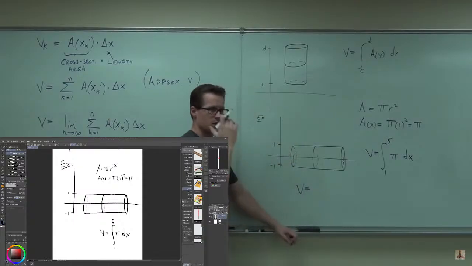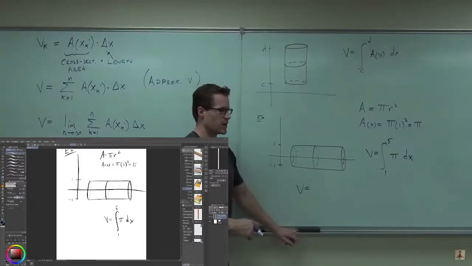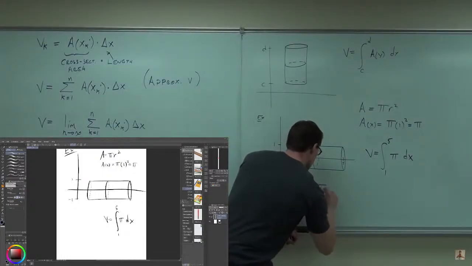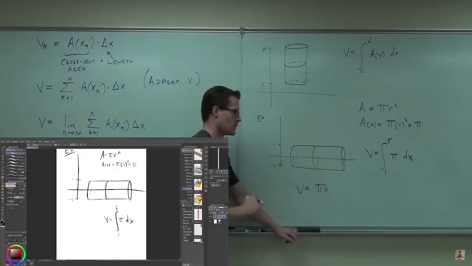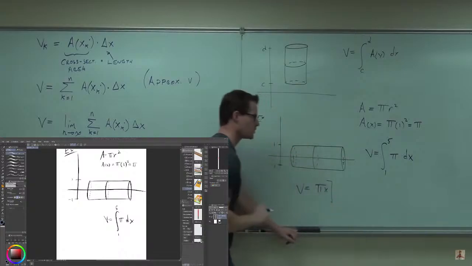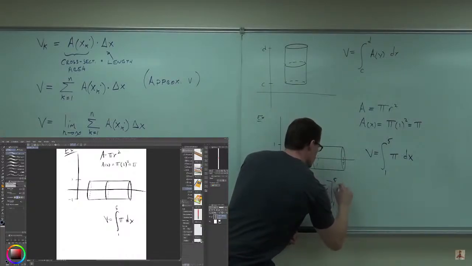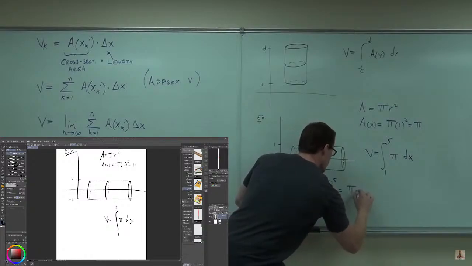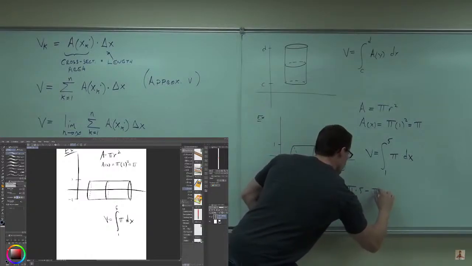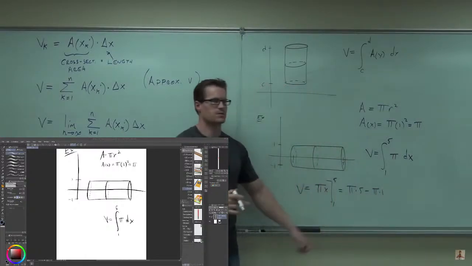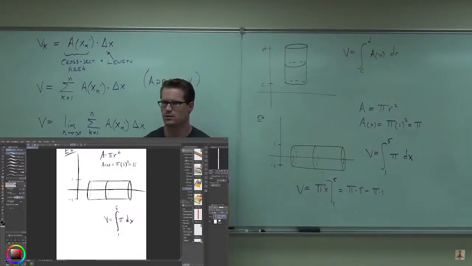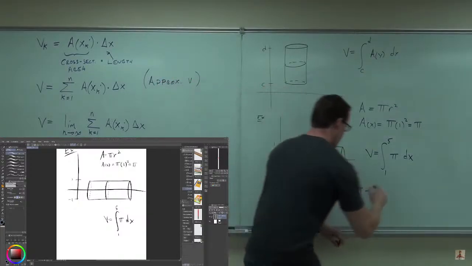Not too hard. What's the integral of pi dx? Pi x. With the little thing, that's your evaluation symbol. From where to where? 1 to 5. So this says pi times 5 minus pi times 1. What's pi times 5 minus pi times 1? 4 pi.